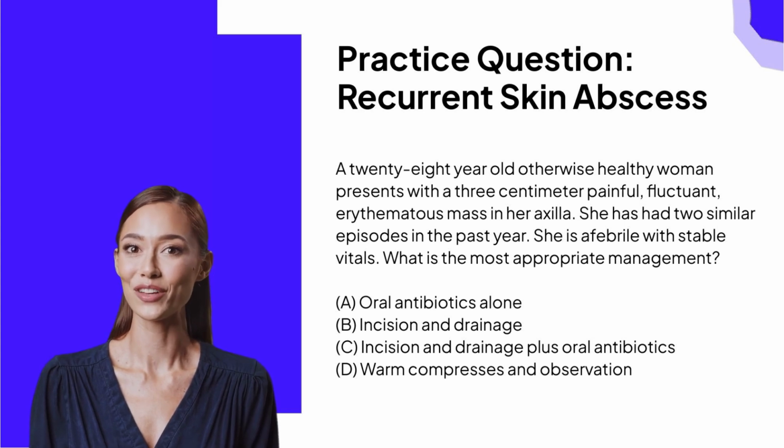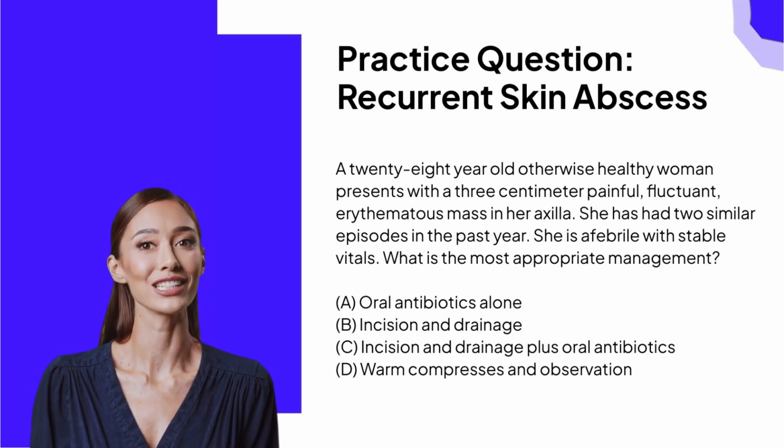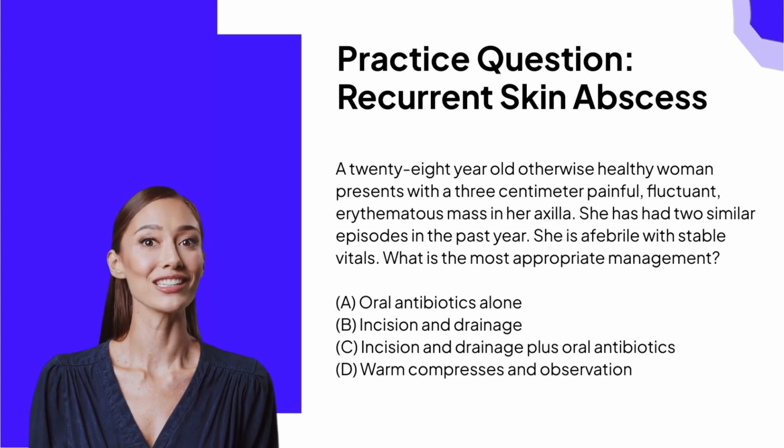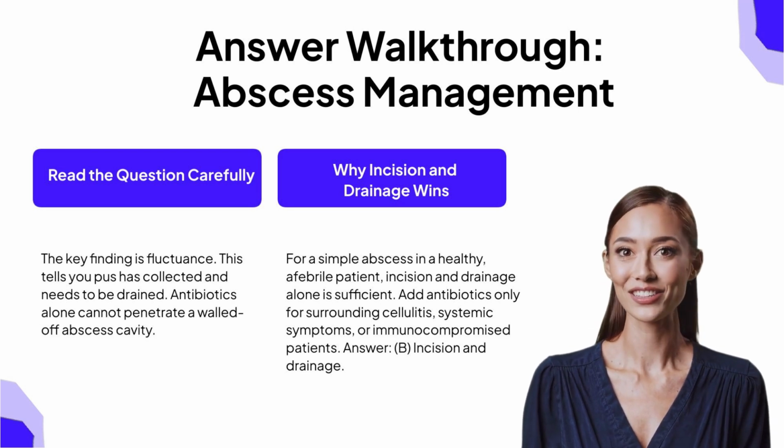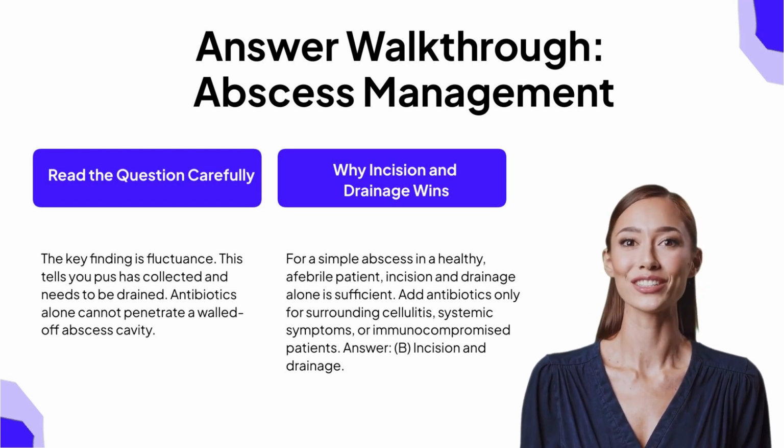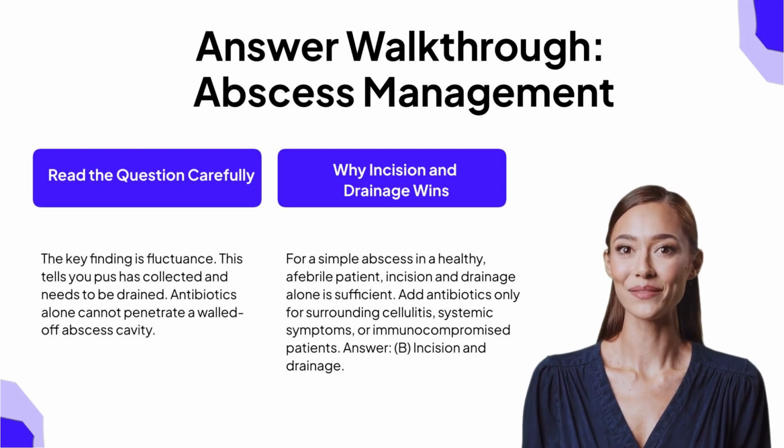What is the most appropriate management? Think about what the key finding is here and what the board is testing you on. Let us walk through this answer. First, read the question carefully. The key finding here is fluctuance, which tells you that pus has collected and needs to be drained.